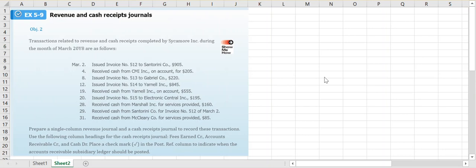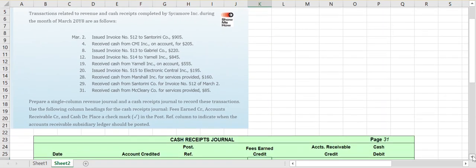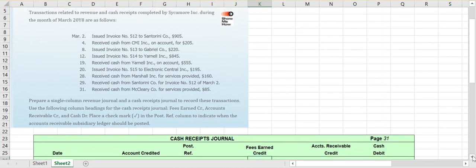Hi everybody, in this example video we're going to go over exercise 5.9, which is going to cover how we journalize entries into both the revenue and the cash receipts journal. It says that transactions related to the revenue and cash receipts completed by our company during the month of March are as follows. So again, always looking for those buzzwords and phrases. Anytime we see issued invoice, we know it's going to go into our revenue journal. Anytime it says received cash, for whatever reason that is, that's going to go into our cash receipts journal.